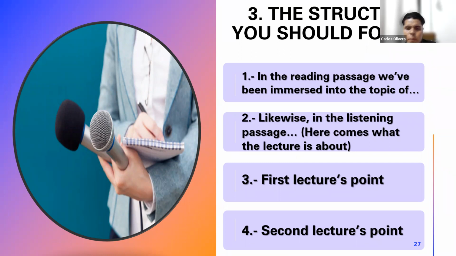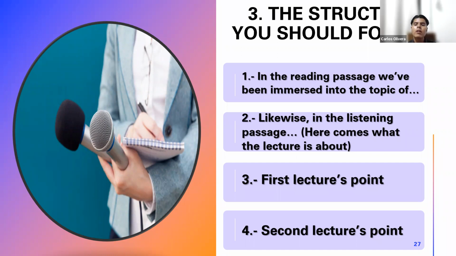And here, if you notice, this sentence, "in the reading passage, we've been immersed into the topic of," is basically a very good bridge, or a very good manner to introduce the topic of our response. That is to say, the reading passage and the listening passage talked about a single topic, a single subject. And our introductory phrase basically forces us to describe what is the name of that topic, or what is that overall topic that has been discussed both in the reading and the listening passage.